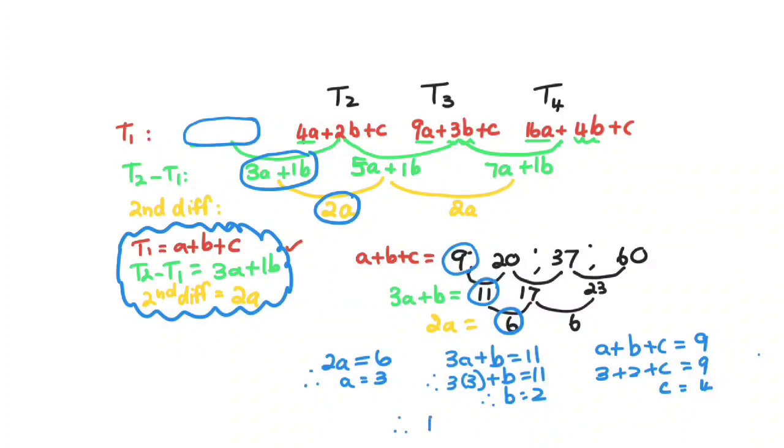So what is my Tn formula? Well, Tn is an squared, so it's 3n squared, plus bn, plus 2n, plus c. And there we have our Tn formula for this number pattern.